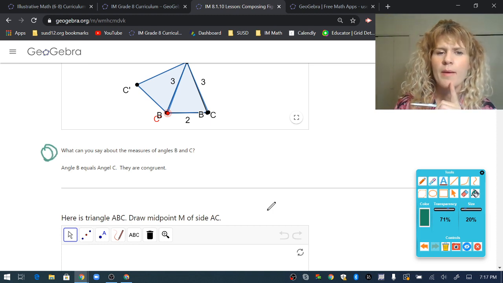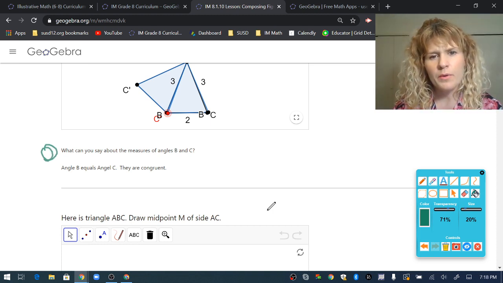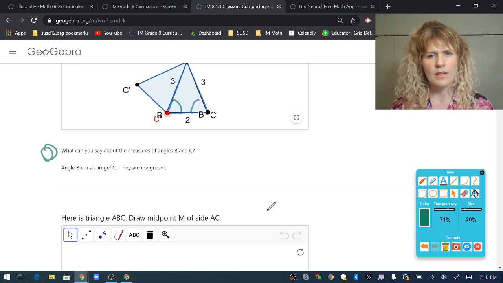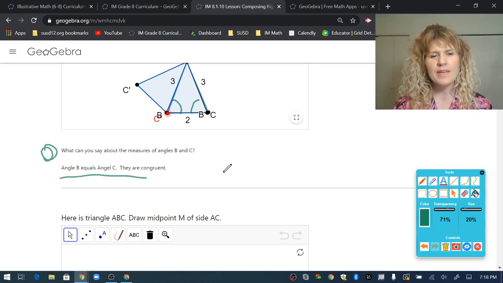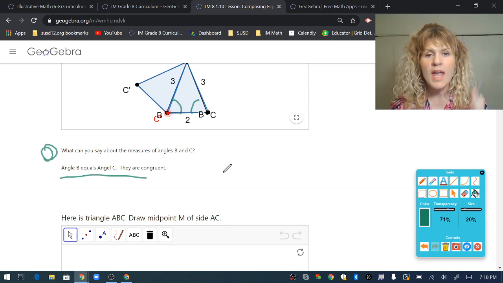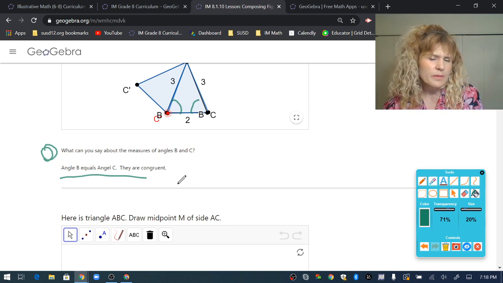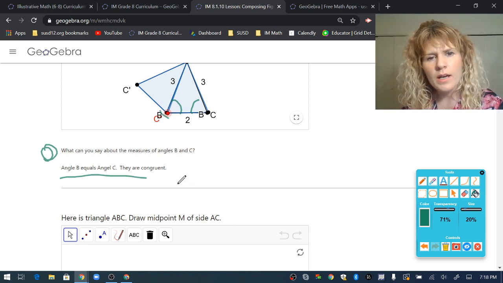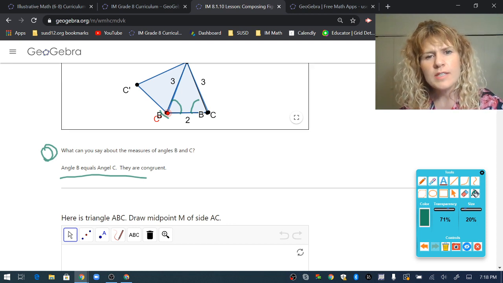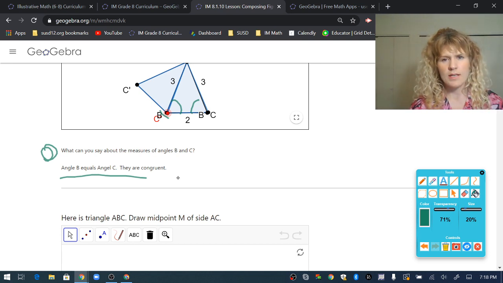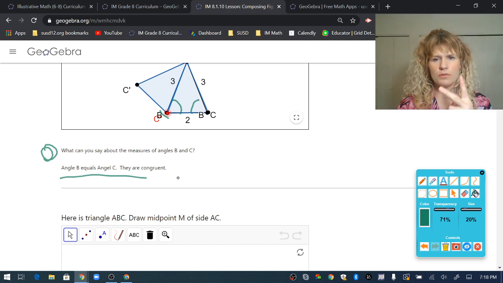What can you say about the measures of angle B and C? What can you say about them? Well, I've already answered this. Angle B equals angle C. They are congruent. How do you know they are congruent? Well, look, when you put one on top of the other, it fits perfectly. This shows that isosceles triangles have two congruent sides and two congruent angles.